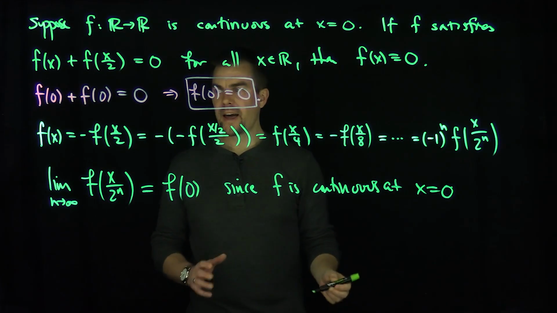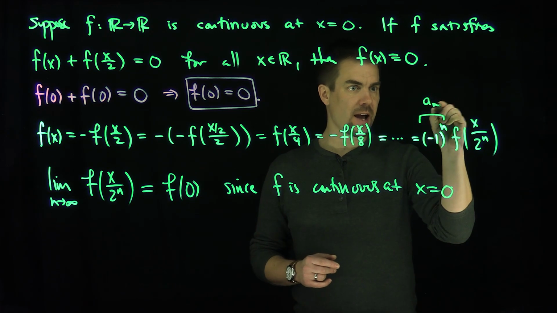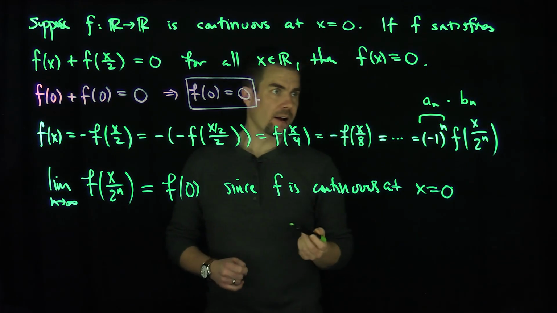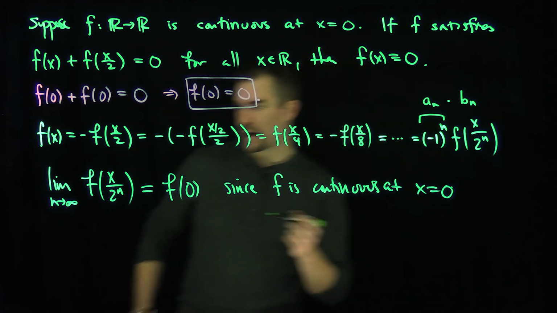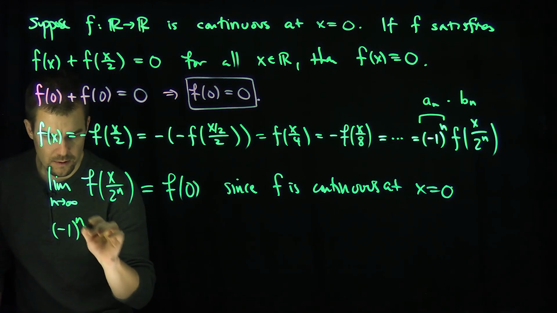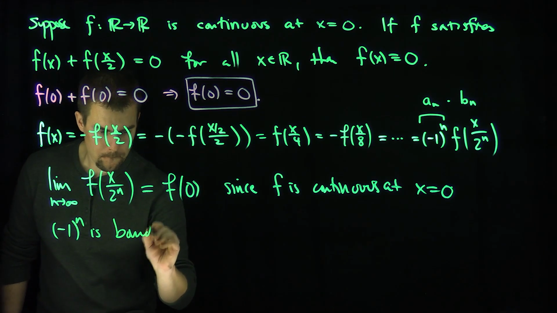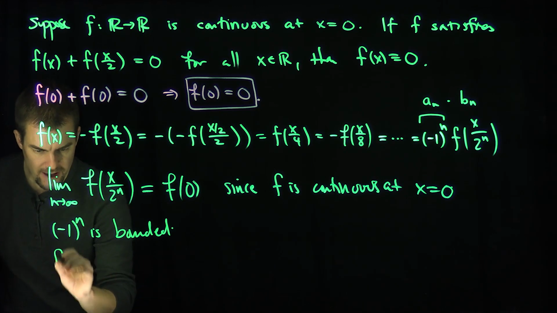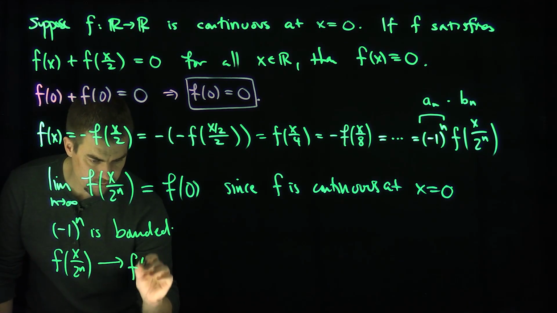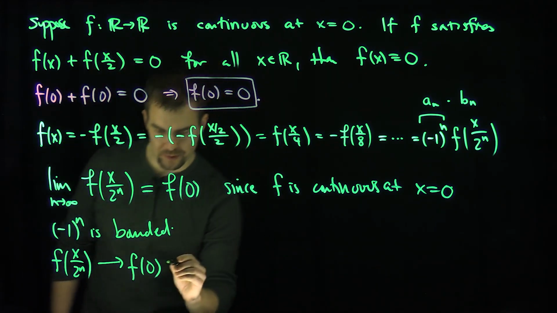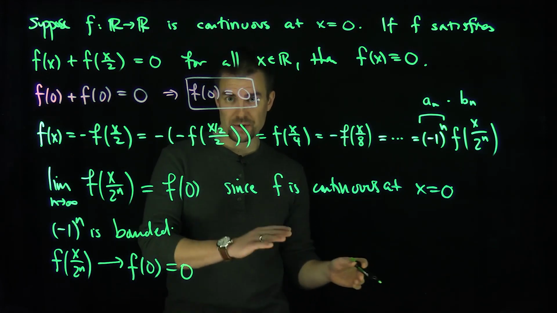Okay? So what I have now is that f of x is a product of two sequences. This is a sequence an, and this is a sequence bn, and that's true for all n. And this an sequence, negative 1 to the n, is a bounded sequence. And f of x over 2 to the power n is a sequence that converges to f of 0, but we know that f of 0 is equal to 0. So I have a bounded sequence times a sequence going to 0. We know a bounded sequence times a sequence going to 0 is 0.